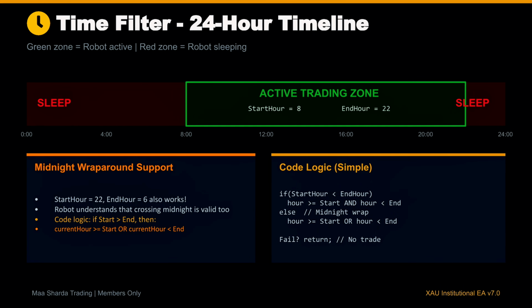This 24-hour timeline visualizes the time filter. The green zone is active trading, and the red zone is sleep time. The robot also supports midnight wraparound logic if your end hour is less than your start hour.